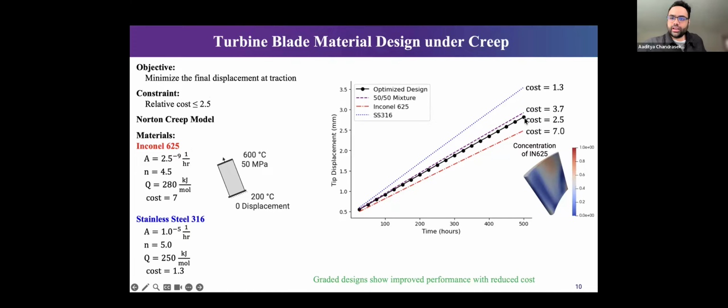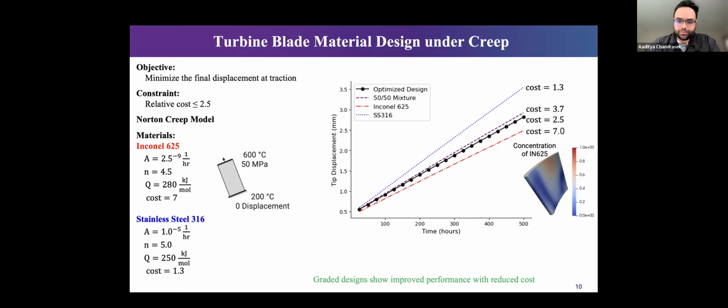But if you went for maybe a 50-50 mixture, you get a much higher cost, but your displacement is significantly lower. But if you were to really optimize the location, the position, the distribution of these materials, you can go for a much lower cost while having a much lower creep displacement. So that motivated us that yes, you can do creep-based topology optimization. It is important, and doing it with graded alloy is the best way to go forward when you want to manage both cost as well as displacement.